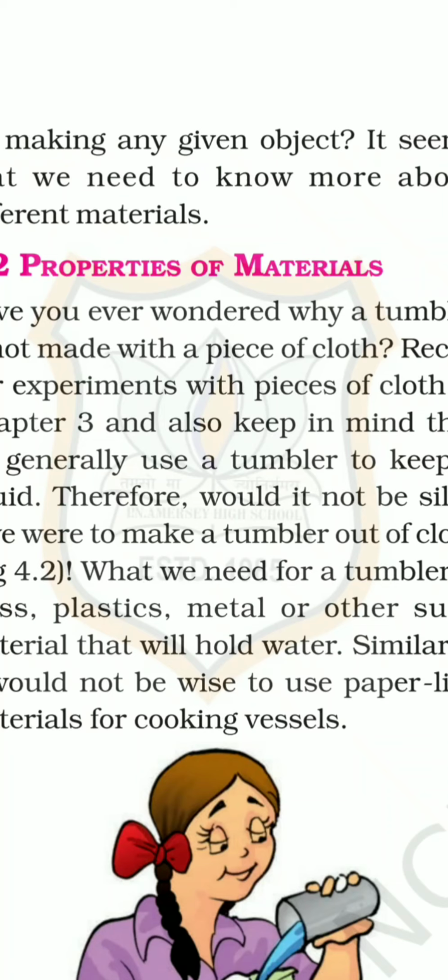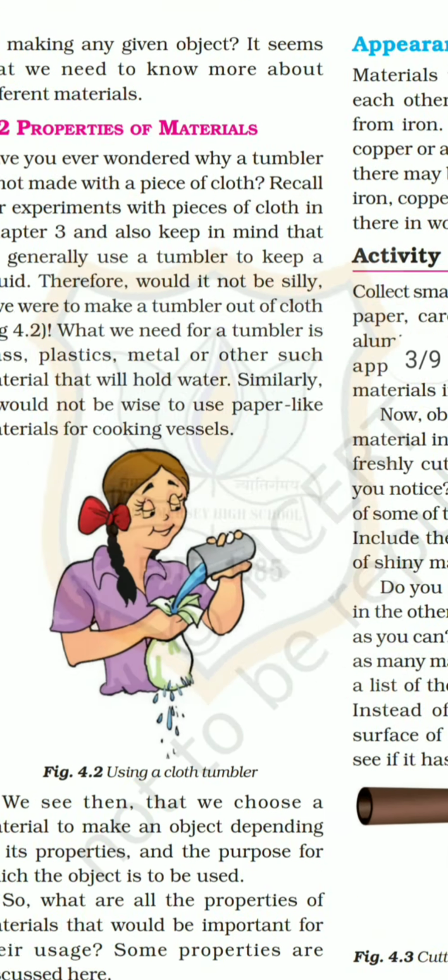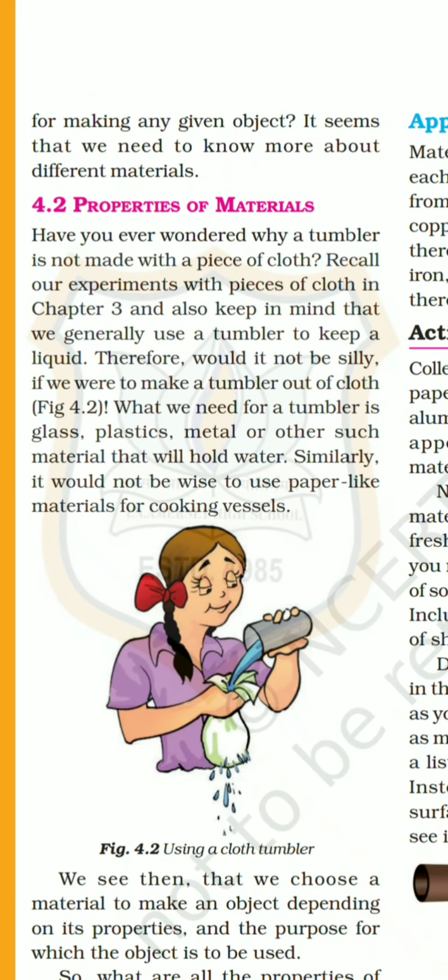Properties of materials. First one, appearance. Second one, hardness. Third one, soluble and insoluble. Fourth one, transparency. In that, two types of properties have been given: A, opaque, B, translucent. Today I am going to explain to you the first two properties. First one, appearance, and the second one is hardness.